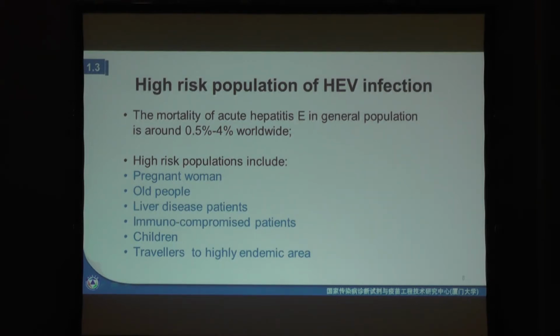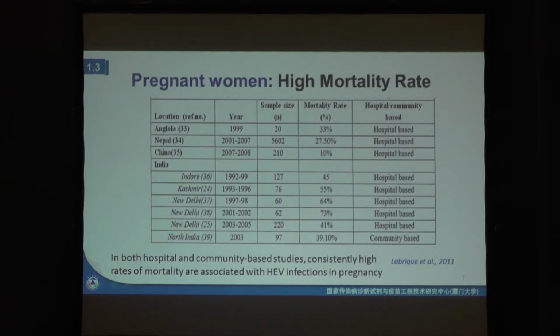But there are some high-risk populations. Because in the phase 3 clinical trial, we usually only consider the relatively healthy population, and in post-licensure clinical study, we would consider more of these specific populations. The high-risk populations include pregnant women, old people, patients with liver disease, and immunocompromised patients such as HIV carriers or solid organ transplant patients, and children in highly endemic areas. In pregnant women, the mortality rate is more than 20% after they contract hepatitis E.